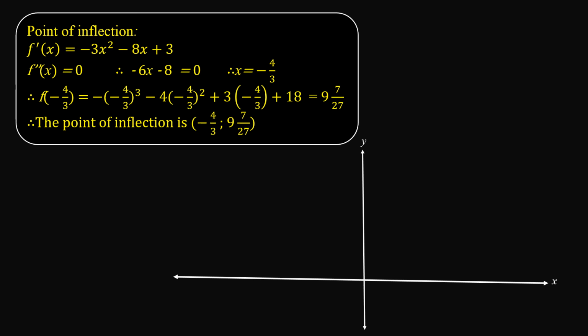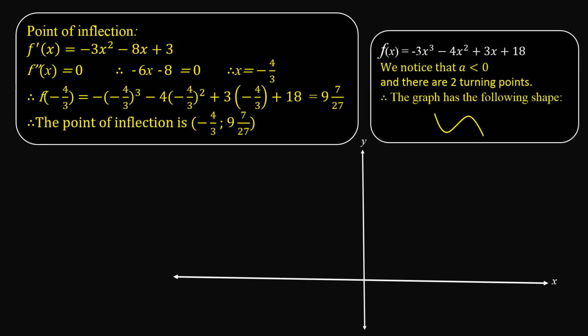So we calculate f dash x, then you differentiate once more. We get minus 6x minus 8 equal to 0. X is minus 4 over 3. Substitute minus 4 over 3 for the y coordinate. We get 9 and 7 over 27. Use your calculator properly. The point of inflection is (minus 4 over 3, 9 and 7 over 27).